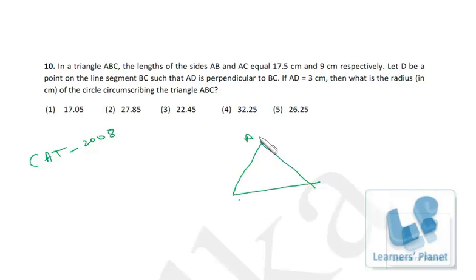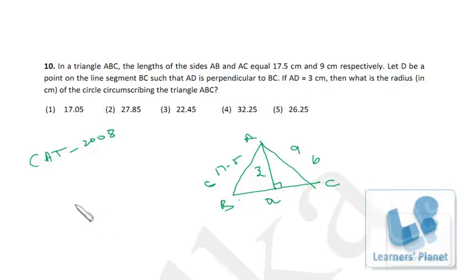So this is A, B, C. This is 17.5. This is 9. This we don't know. This is 3, and suppose this is actually A. This is B, and this is C.